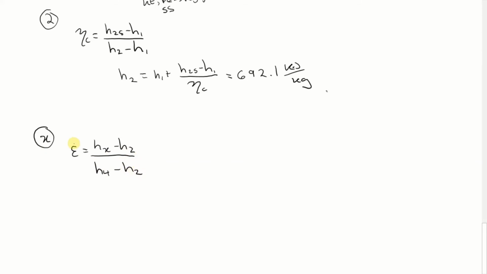So in this case, we know what effectiveness is. We don't know what our hx is. We know what our h2 is, and we don't know what our h4 is. And so there's kind of two unknowns here. So we're not actually able to solve this yet.